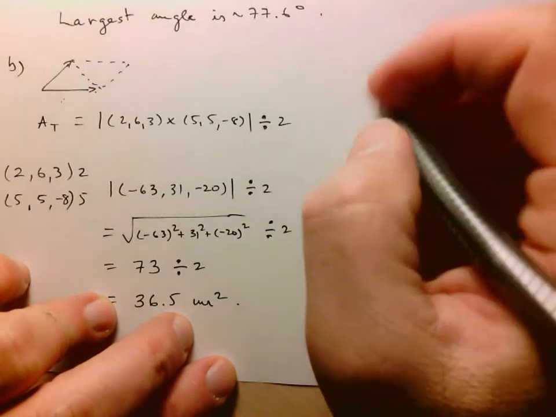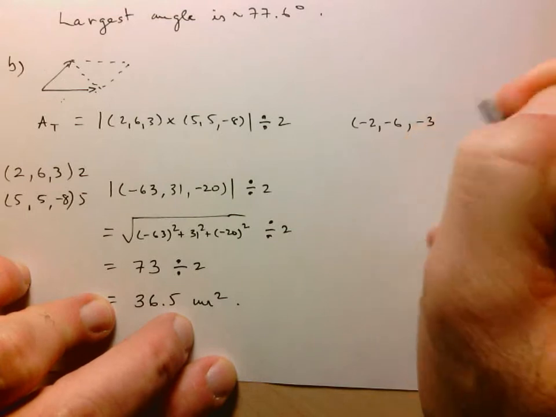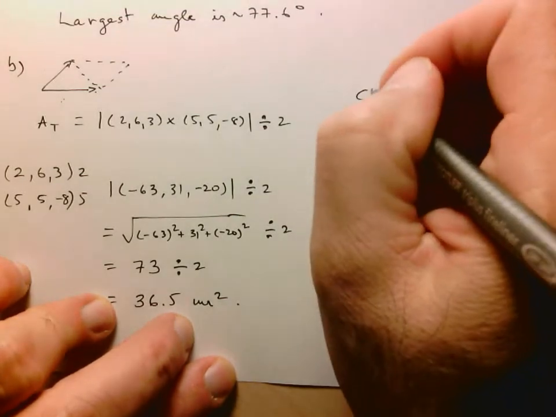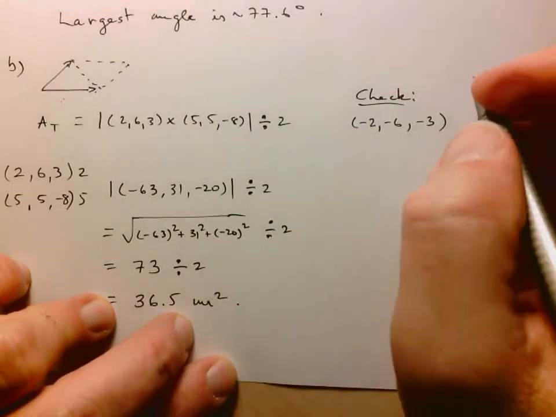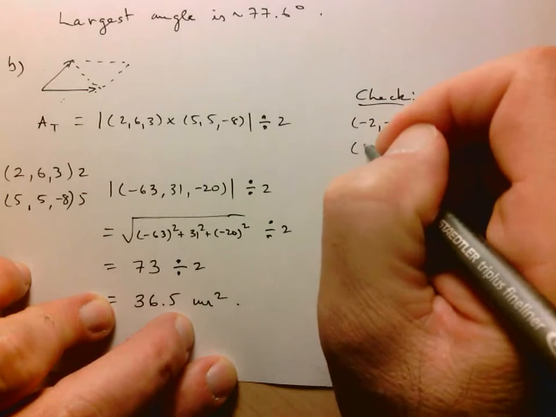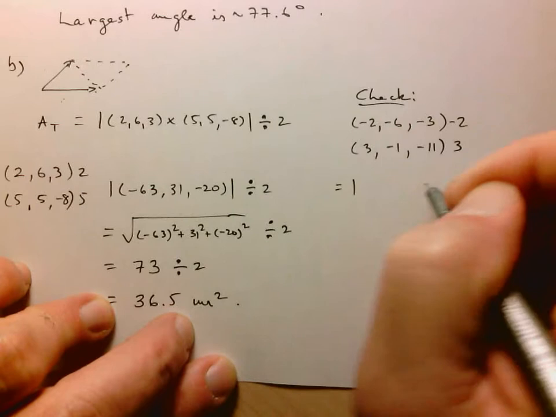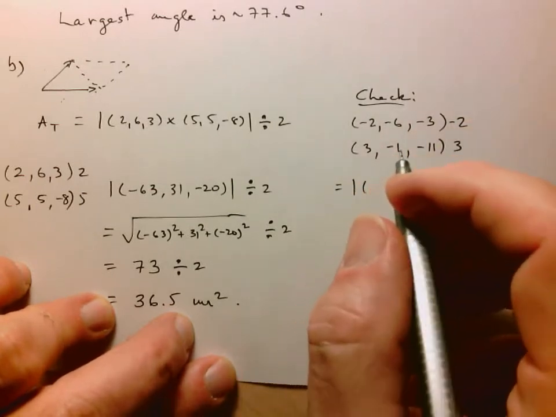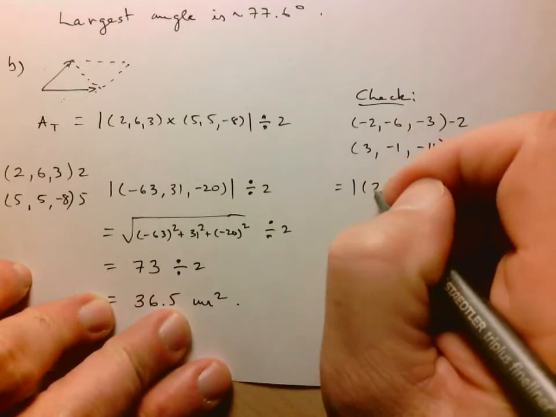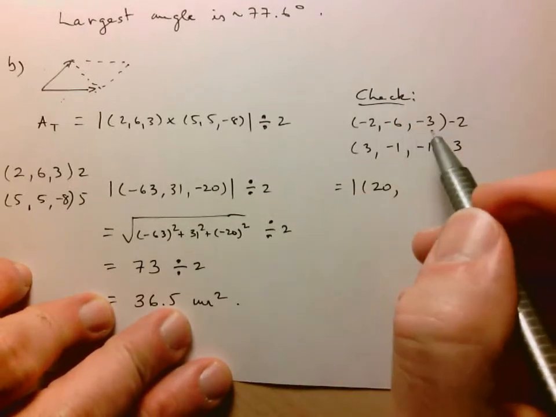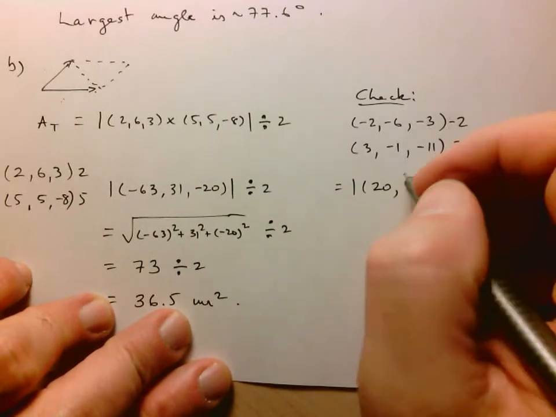Okay. Now, just to check that this does work out with any vectors, let's do it with the other vectors. So let's use negative 2, negative 6, negative 3. Okay, so this will just be a check, so I won't be as careful with the communication. And so negative 2, and the other vector was 3, negative 1, negative 11. Okay, and let's find the cross product here. So here we have 2 minus negative 18, so that's 20. Okay, here we've got 66 minus 3, so 63.